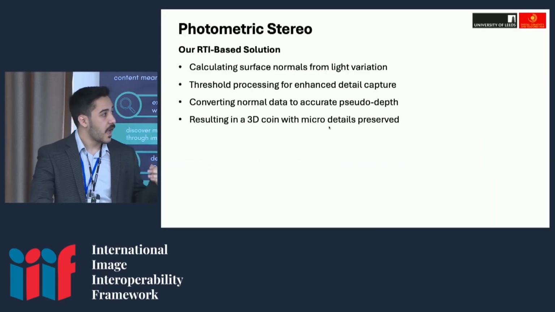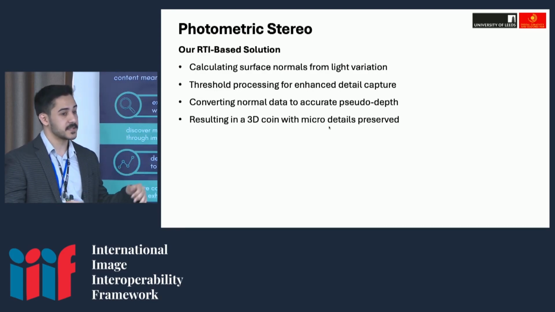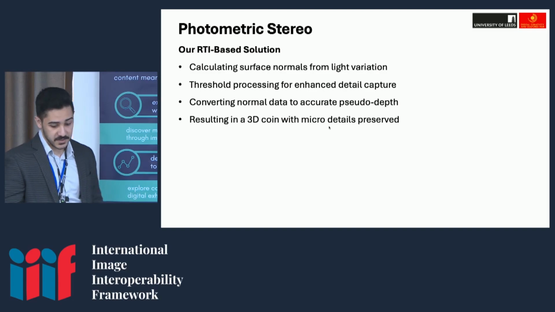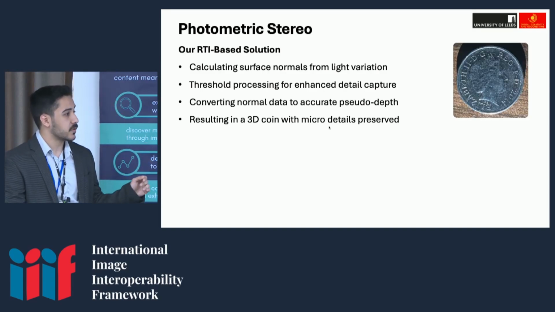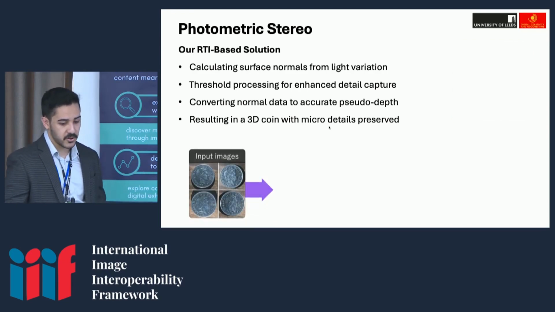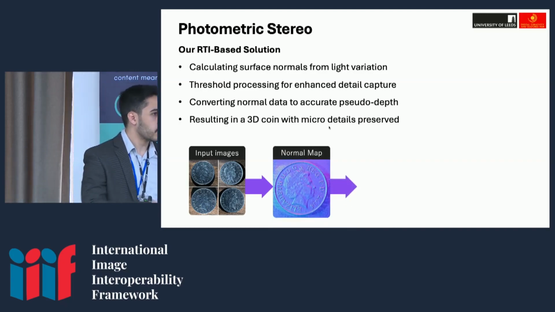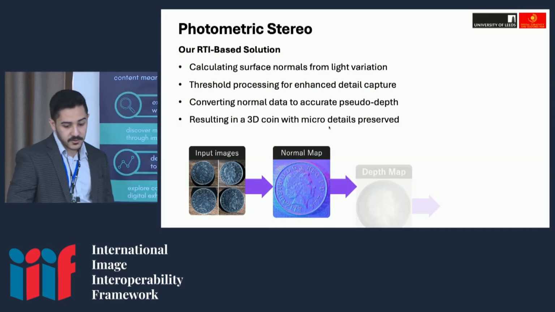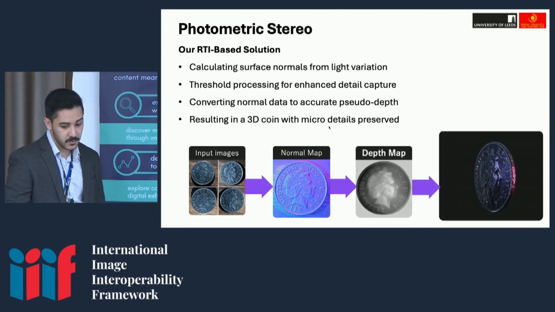We went back and we found photometric stereo. This was used to capture details in many 3D surfaces. The way it works, you capture multiple images of the same object with different lighting angles, and this way, using thresholding and image processing, you can capture what's called a normal map, which represents curvature. We use that to generate our depth maps, which are way more accurate, resulting in these coins.